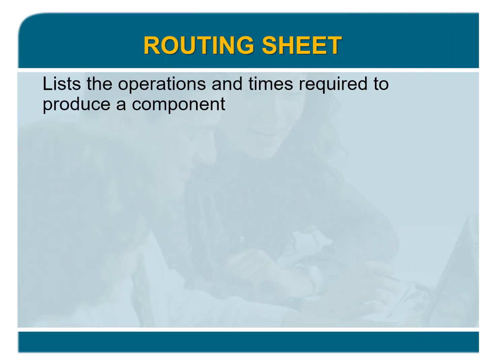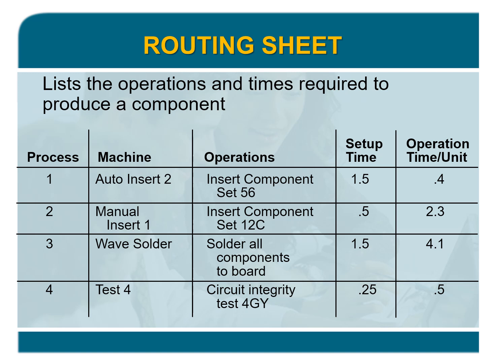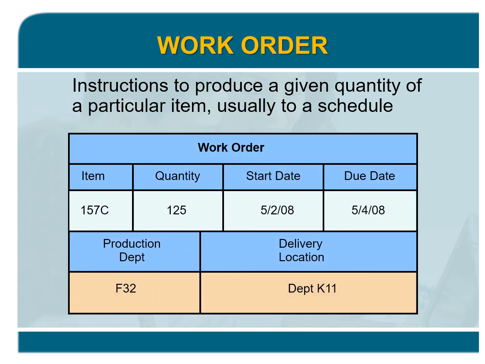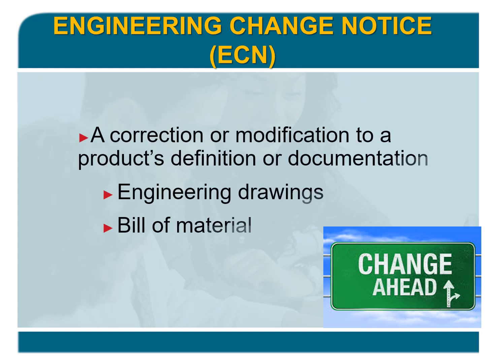A routing sheet lists the operations and times required to produce a product or component. It tells you the operation, setup time, and how long it takes to make per unit. A work order is a given quantity of a particular item, usually to a schedule. This part number, 125, start date, need to have it by 5/4. Which department and where it's delivered to. Engineering change notices happen. They are a correction or modification to a product's present definition or documentation, and usually contain engineering drawings which require a new bill of material.